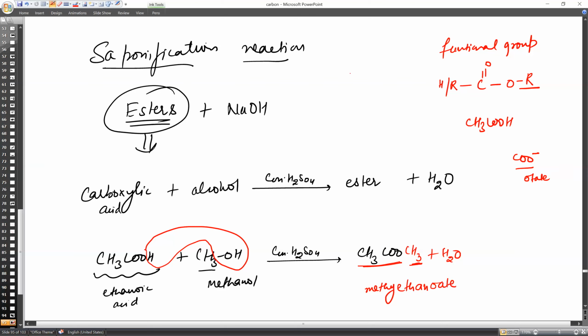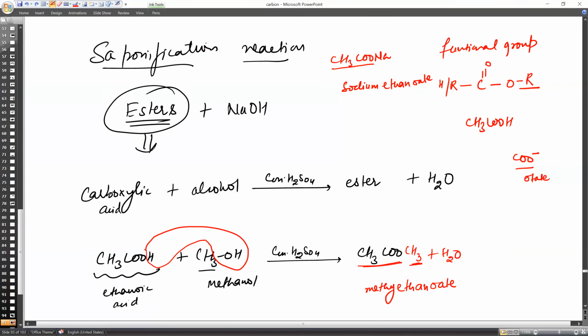So first of all, we are just going to write the name of this one, CH3COONa. This is a very famous compound. So what is the name of this one? This one is CH3COONa. You write the name: sodium ethanoate. Okay, got it? Sodium ethanoate. Why? Because this group is of two carbons, so this is known as ethanoate.